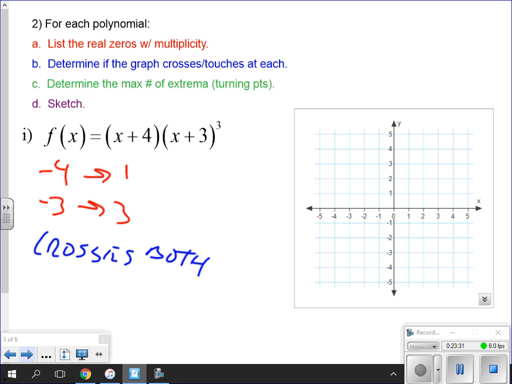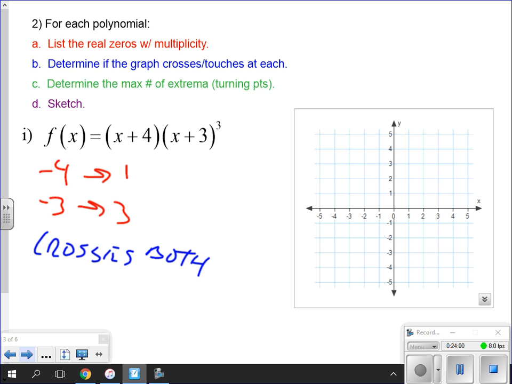What is the maximum number of extrema or turning points? What's the most number? So what is my degree? Four. What does the multiplicity of my zeros add up to? My degree is 4.